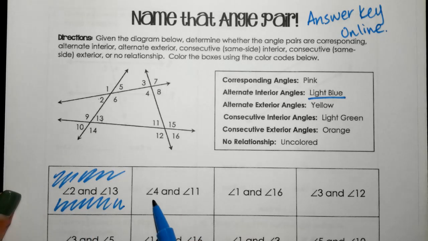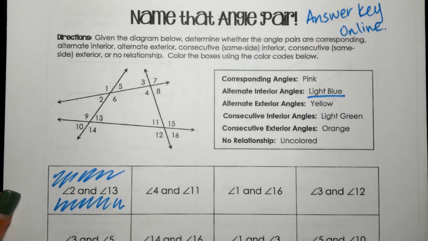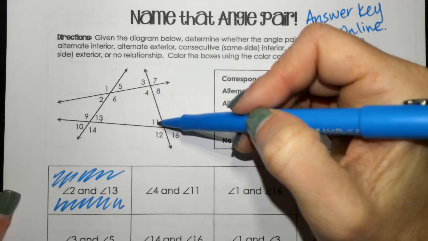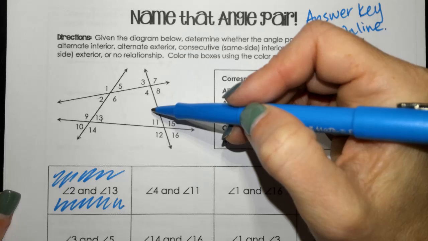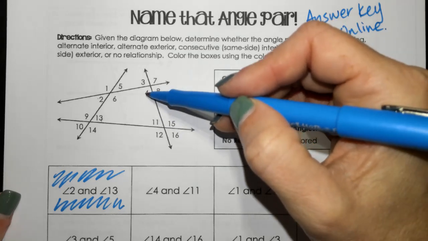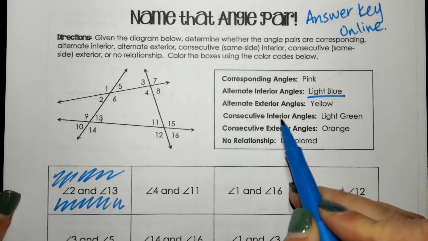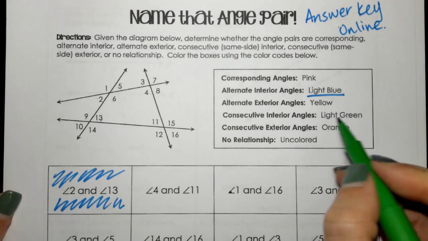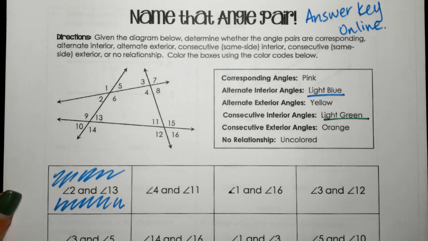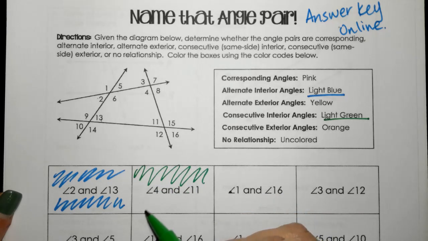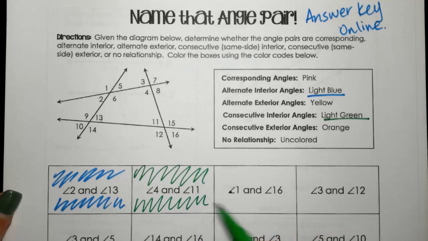Let's look at the next one. Angle 4 and angle 11. So 4 and 11 here. These are inside and consecutive. They're not on alternate sides. They're on the same side and inside. So consecutive interior angles, we're supposed to color in that box light green. So that's what you would do. I don't have a light green, but green is fine.